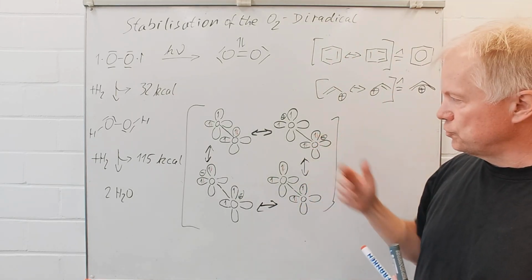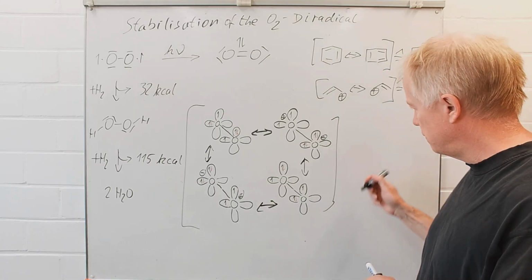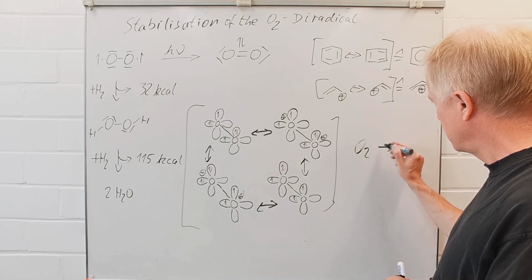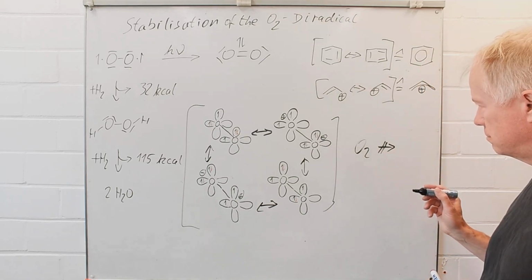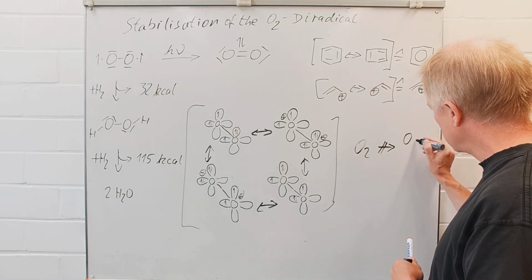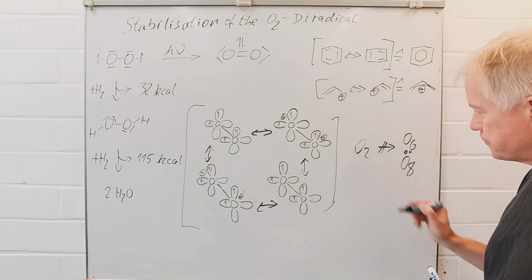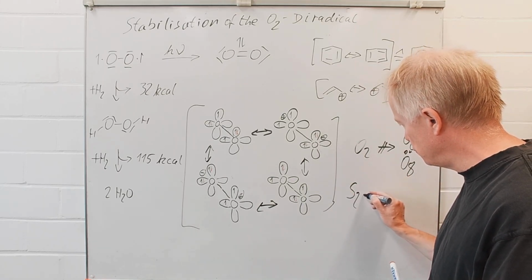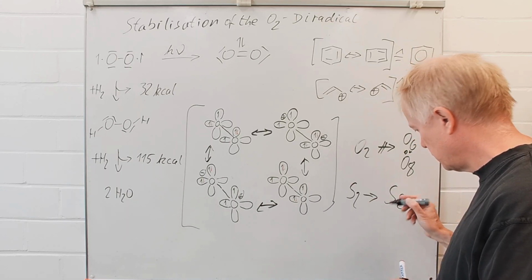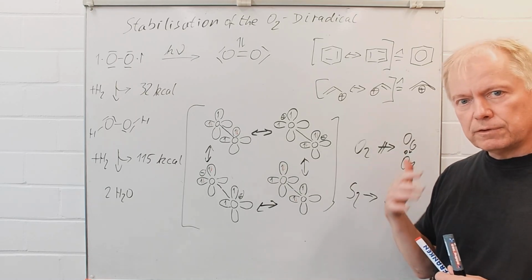And this mesomeric stabilization is also responsible for the fact that the O2 diradical does not combine, for instance, to an O6 ring or an O8 ring, while the S2 molecule, we all know, is stabilized by the formation of a ring system with 8 sulfurs.